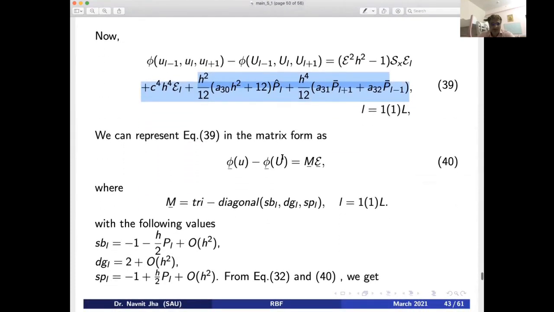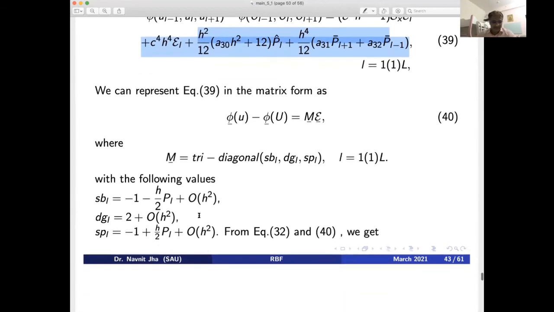Now you can write this equation again in the matrix form, phi of u minus phi of uppercase u equal to M epsilon. This M is nothing but the tridiagonal matrix, exactly on the same line of pattern as we derived for the linear problem. Now this becomes linear. The error equation is linear. I have linearized the error equation by expanding it in a series expansion.